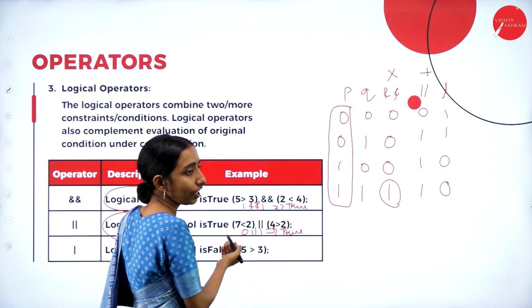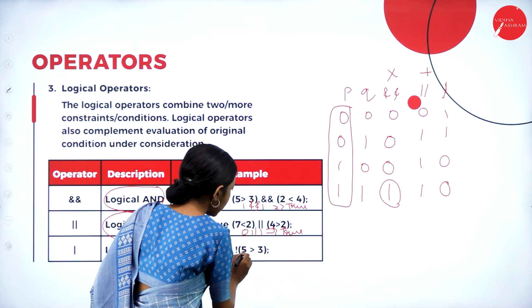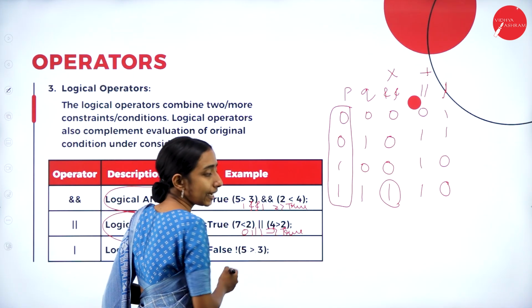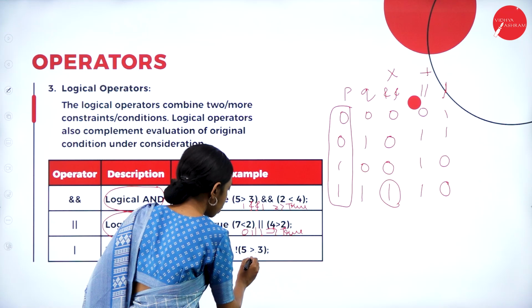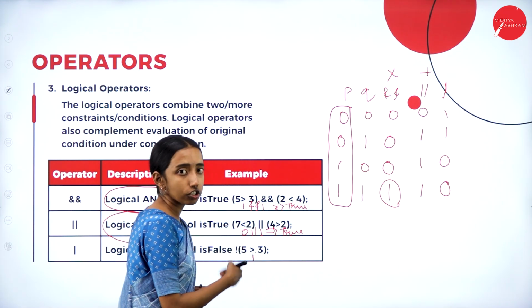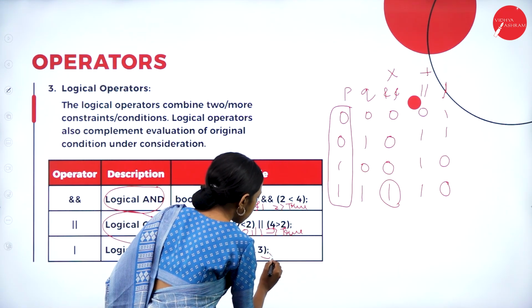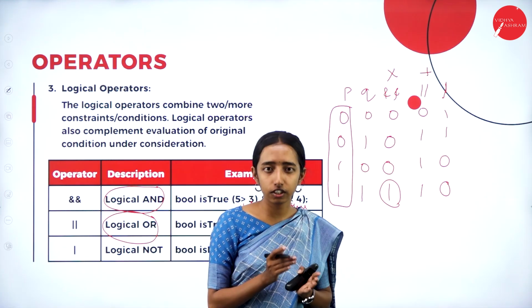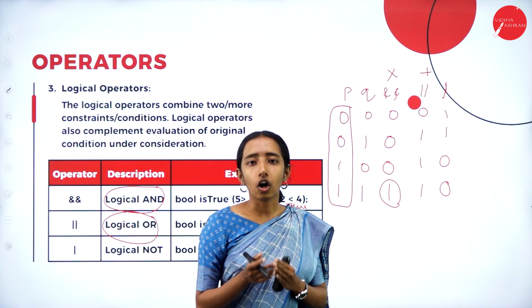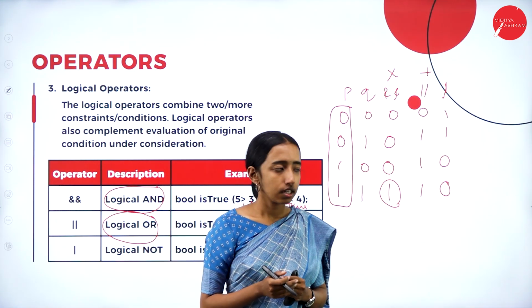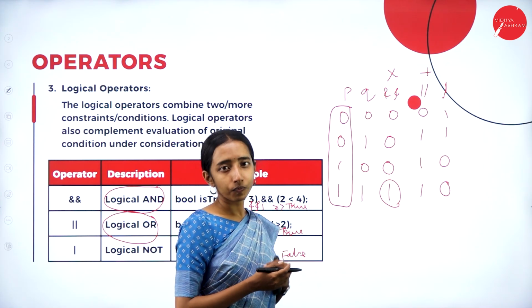Next we are having NOT. First we will see whether 5 is greater than 3. Yes, it is true, but it is logical NOT, so the output you will get is false. So in this way the logical operators work, and in this way it will work in coding.